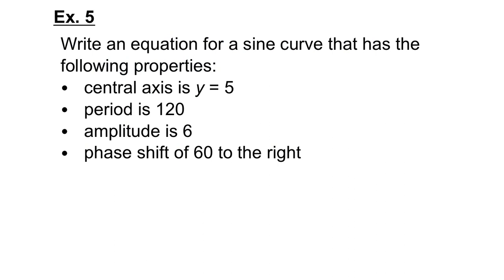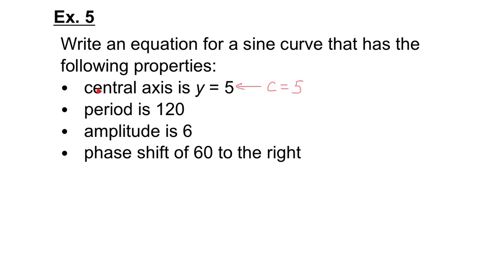Now this is my last example for this lesson. Write an equation for a sine curve that has the following properties. The central axis is y equals 5, the period is 120, the amplitude is 6, and there's a phase shift of 60 to the right. Phase shift is just another way of saying a horizontal translation.